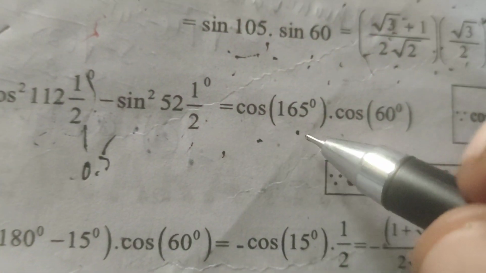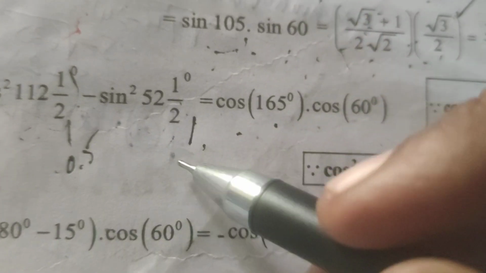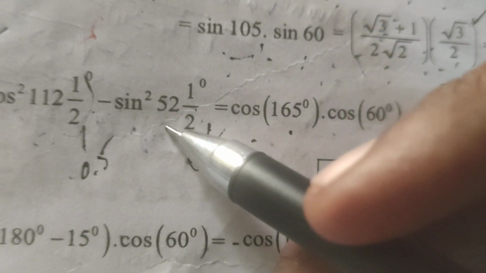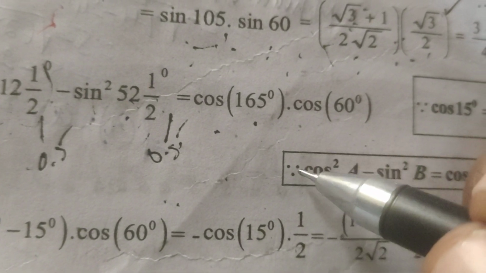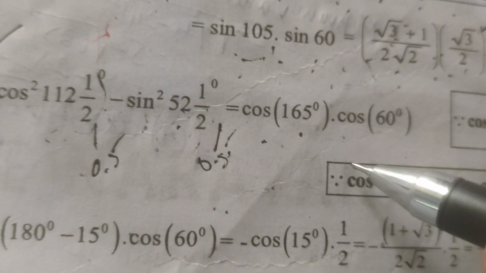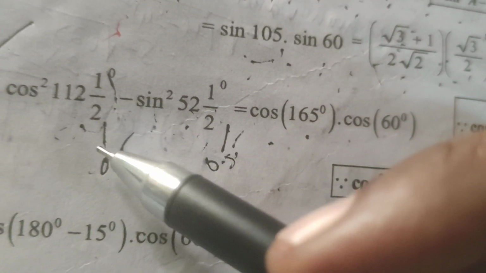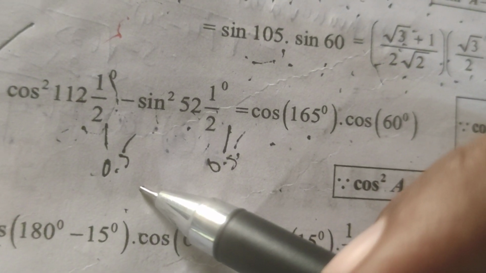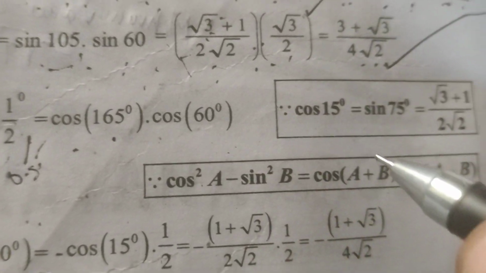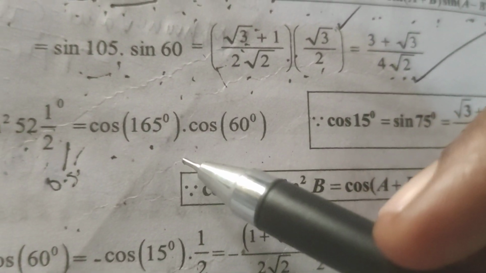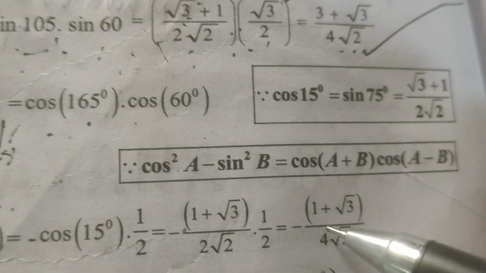Similarly, half degrees means 0.5, adding this to 52, we get 52.5. So 112.5 plus 52.5 gives 165 degrees.